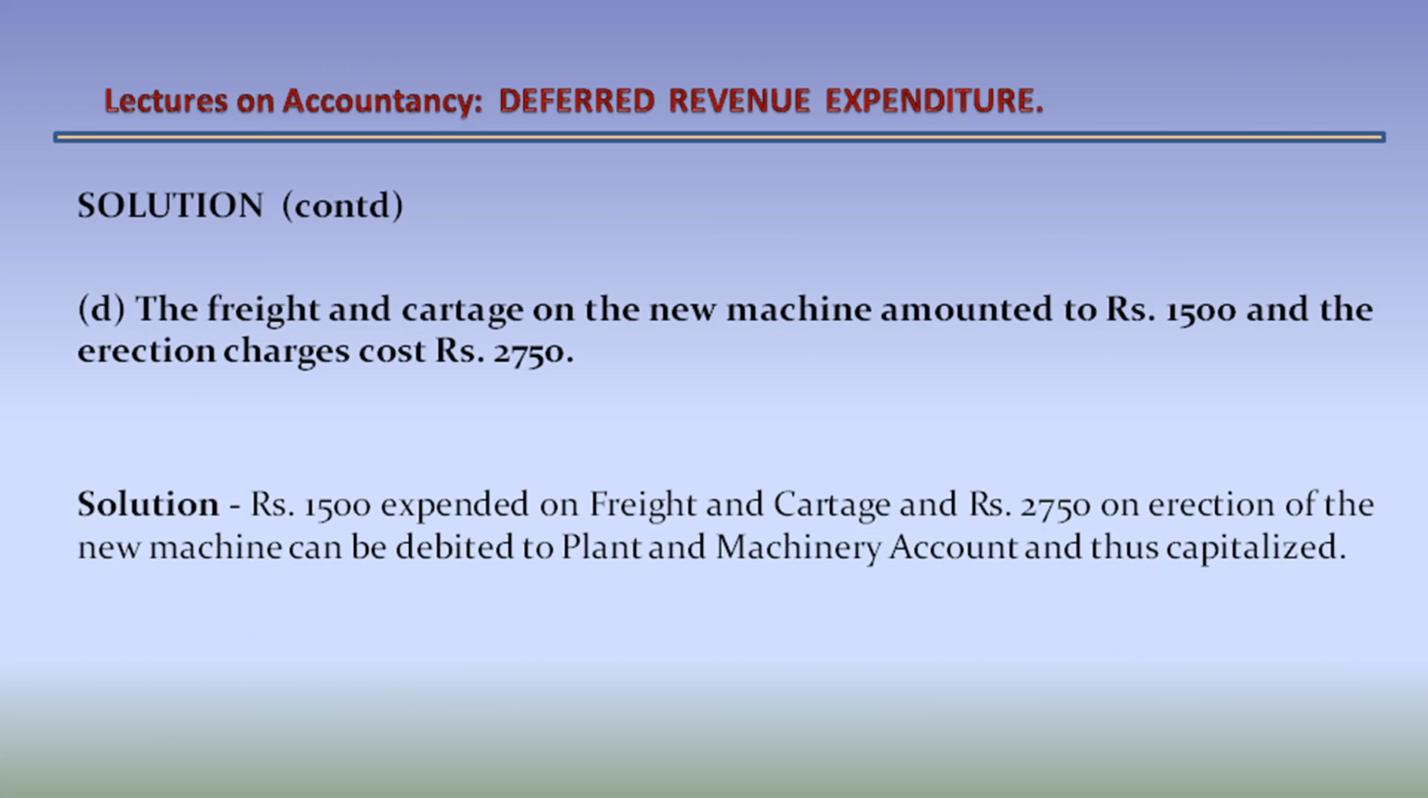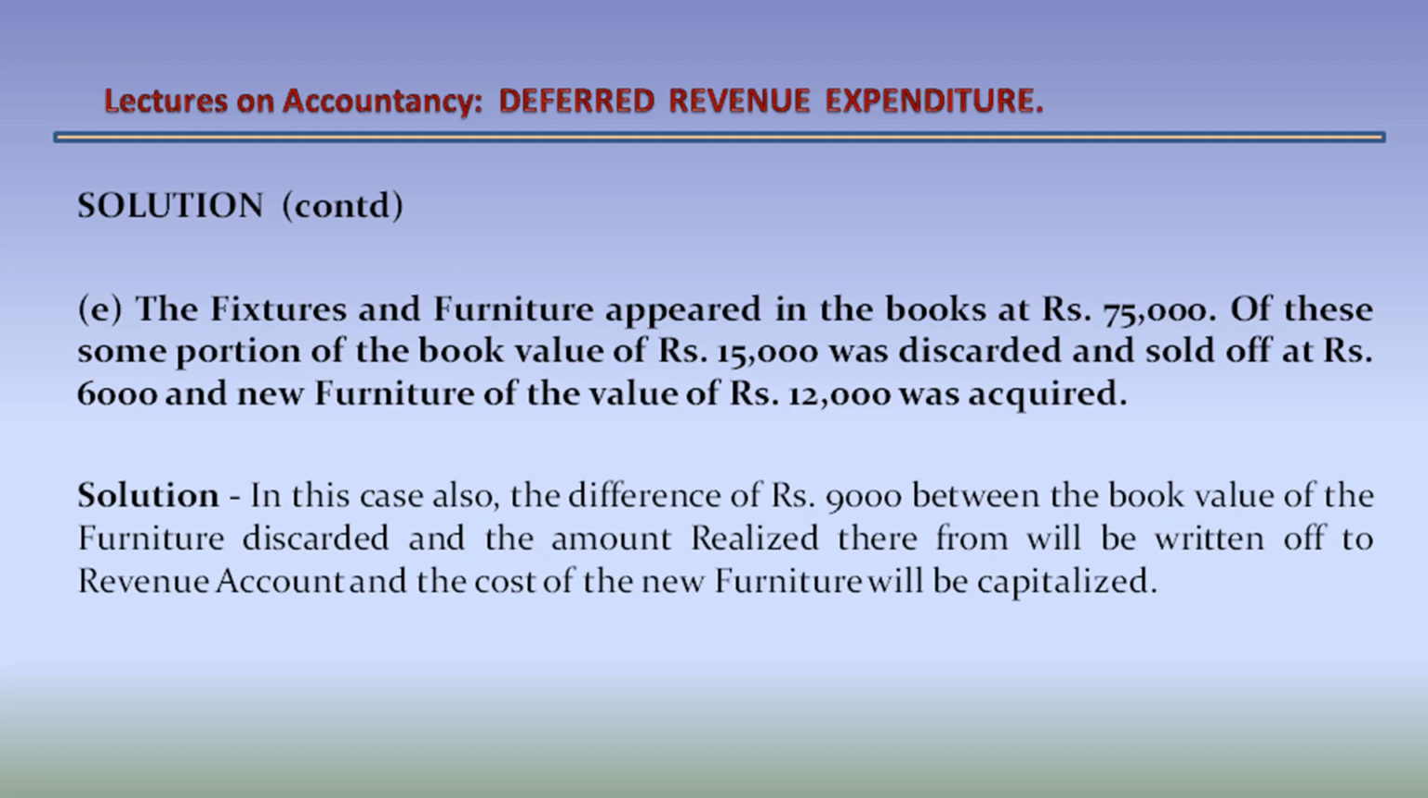D. The freight and cartage on the new machine amounted to 1,500 and the erection charges 2,750. Solution. 1,500 expenditure on freight and cartage and 2,750 on erection of the new machine can be debited to plant and machinery account and thus capitalized. E. The fixtures and furniture appeared in the books at 75,000. Of these, some portion of the book value of 15,000 was discarded and sold off at 6,000, and the new furniture of the value 12,000 was acquired. Solution. In this case also, the difference of 9,000 between the book value of the furniture discarded and the amount realized therefrom will be written off to revenue account and the cost of the new furniture will be capitalized.